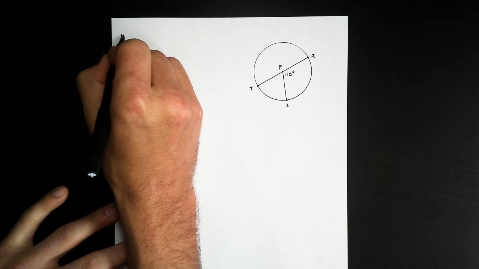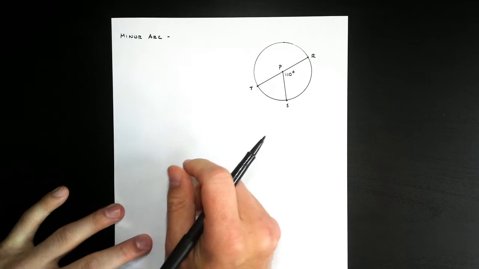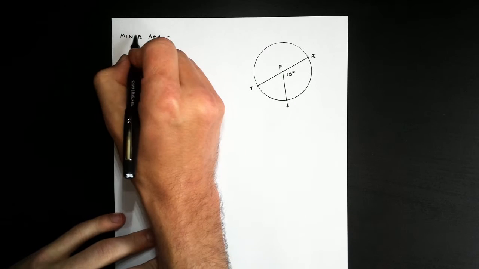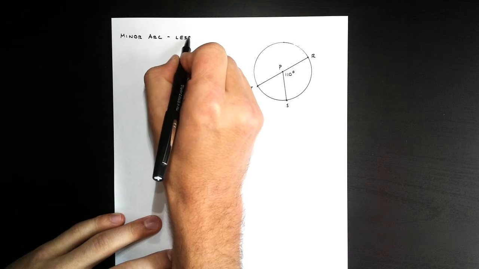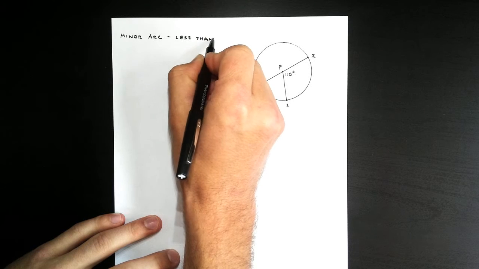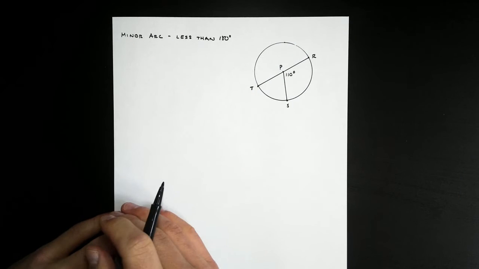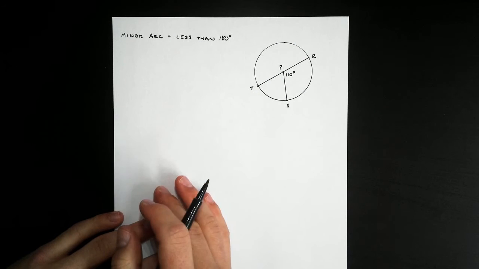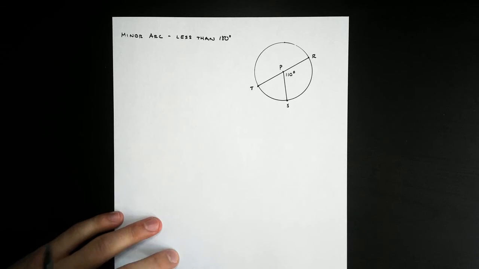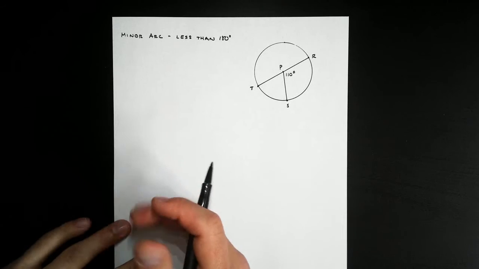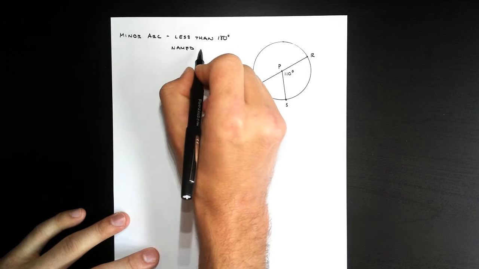So the first one, a minor arc, is a piece of the circle. And the way that we're going to distinguish a minor arc is it has to be an arc that is less than 180 degrees. So that means if the entire circle is 360, half the circle is 180. So that means that the minor arc is a piece of the circle that's smaller than half, right? Smaller than half the circle. And we name these with just two letters.